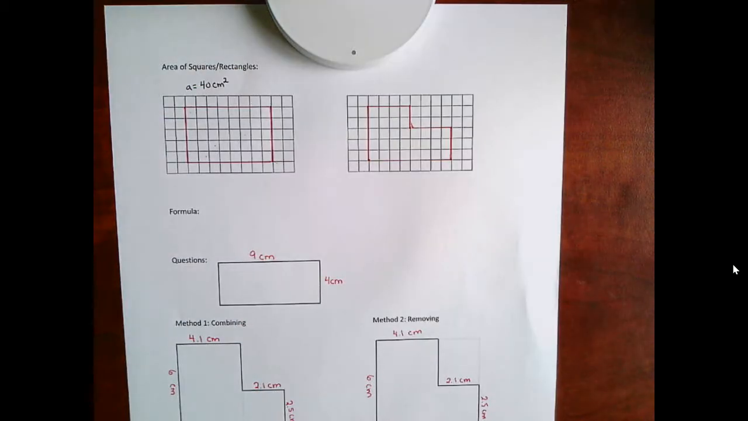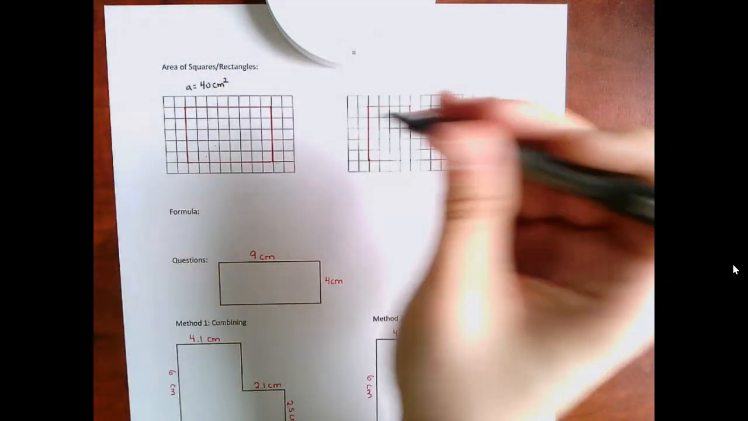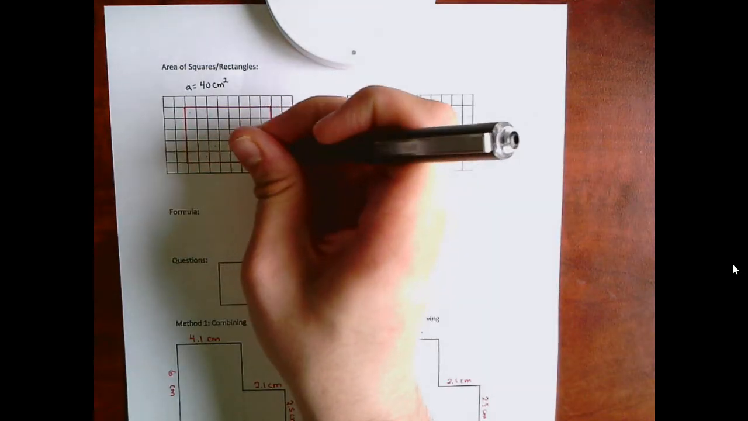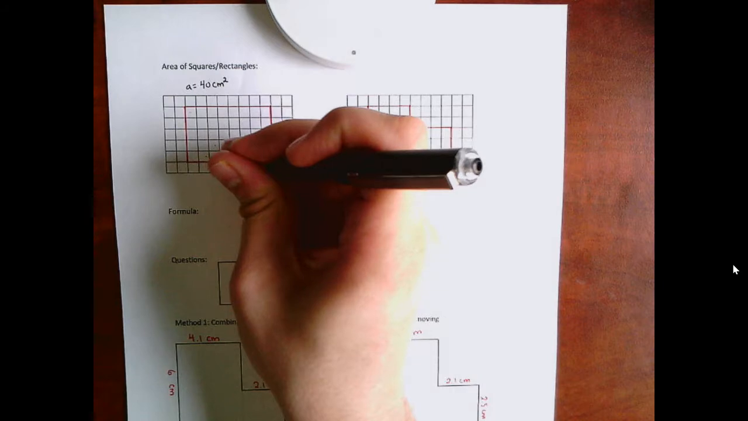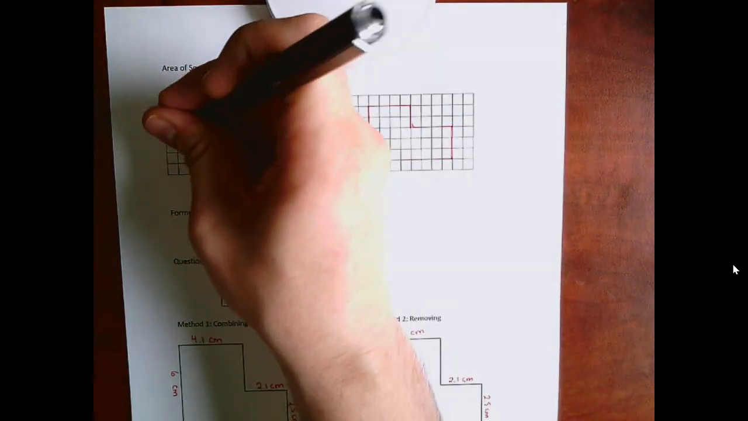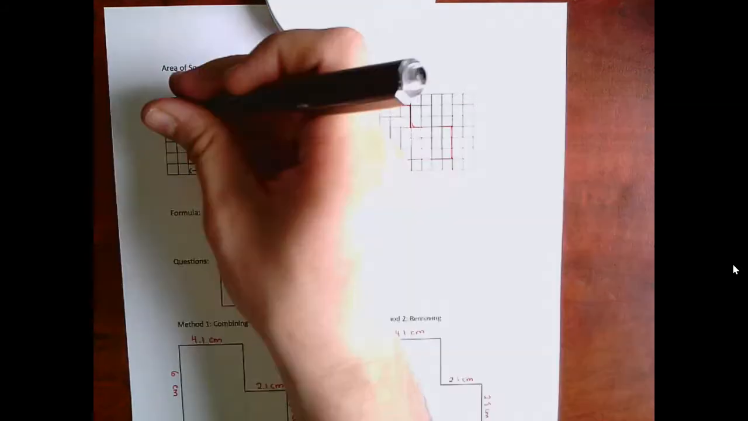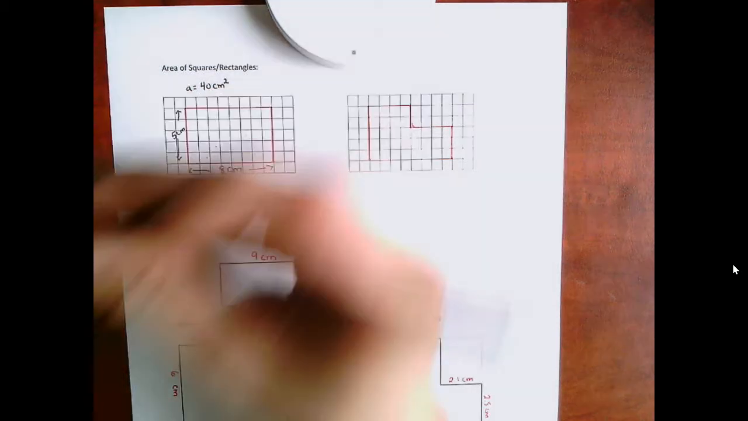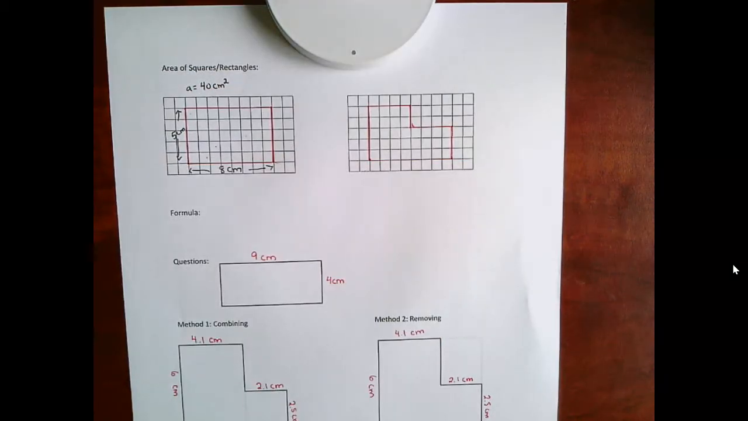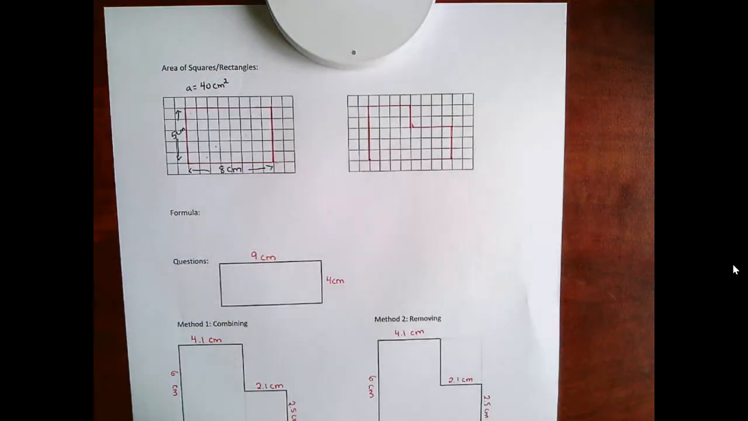Now, that's one way of doing it, is counting them all. However, that's not the most efficient way. So you will notice that when we first counted this bottom line, we got 8 centimeters. And if we count this top line, we'll get 5 centimeters. So the distance between here and there is 8 centimeters, and the distance from here to there is 5 centimeters. And if you know your multiplication table, you'll know that 8 times 5, or 5 times 8, is 40 centimeters.